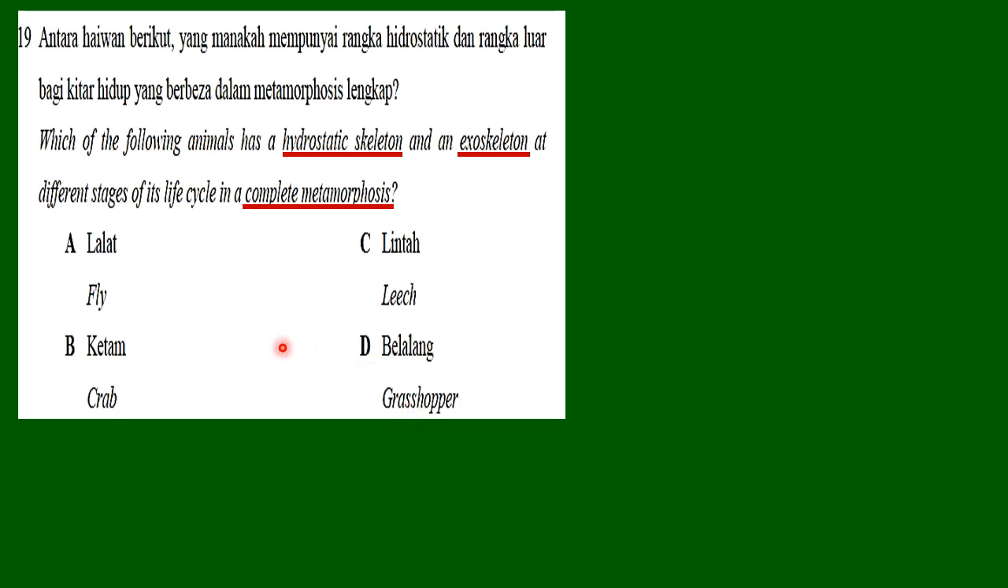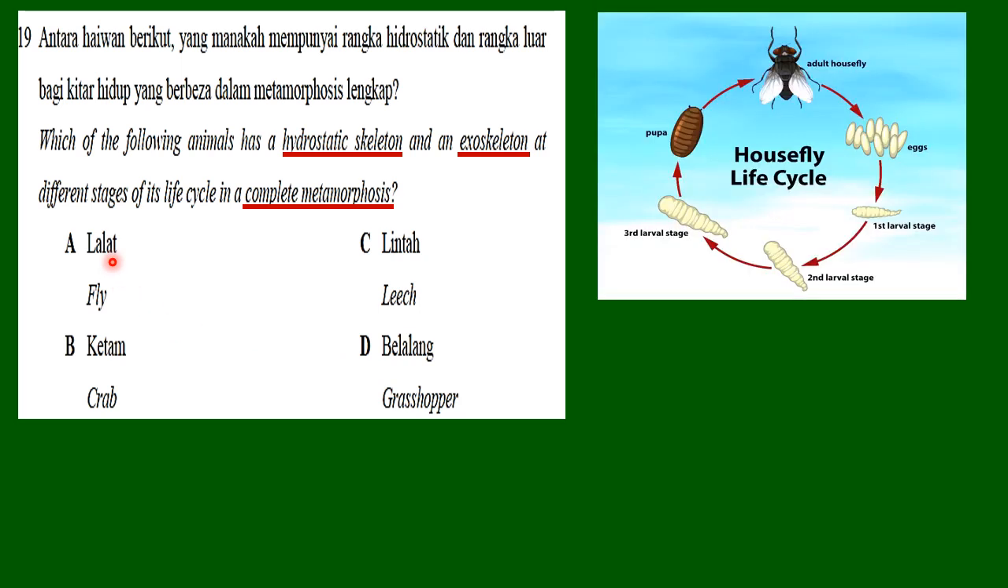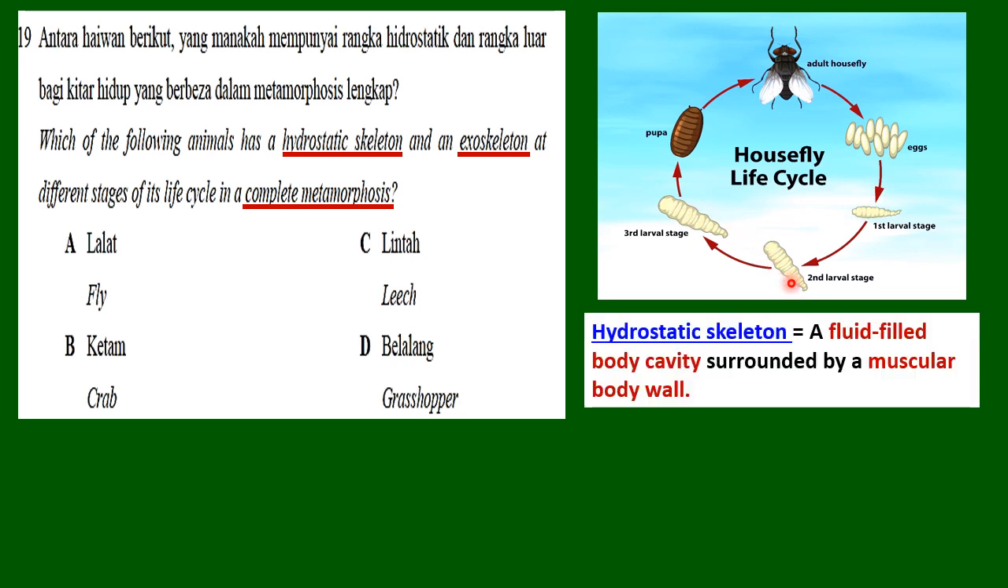Right, let's come back to the fly. So let's have a look at the life cycle of a fly. Now, the adult housefly lays her eggs. After that, the eggs hatch, and out comes the larva. So the larva will go through a few stages. Now, at the stage of the larva, it has a hydrostatic skeleton, just like an earthworm or a leech. It's a soft type of skeleton.